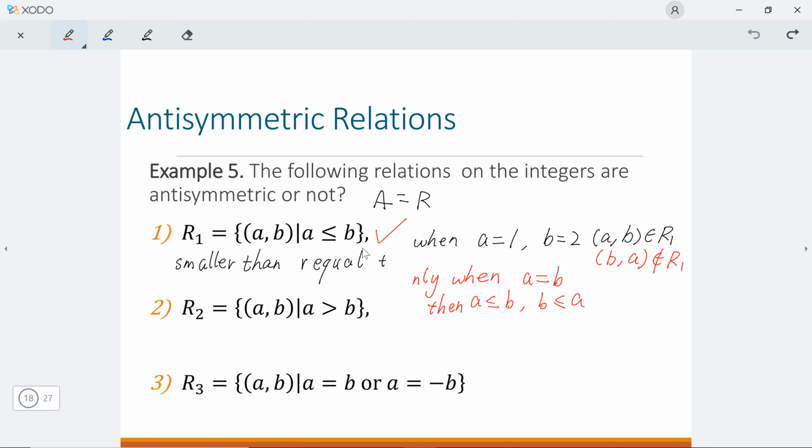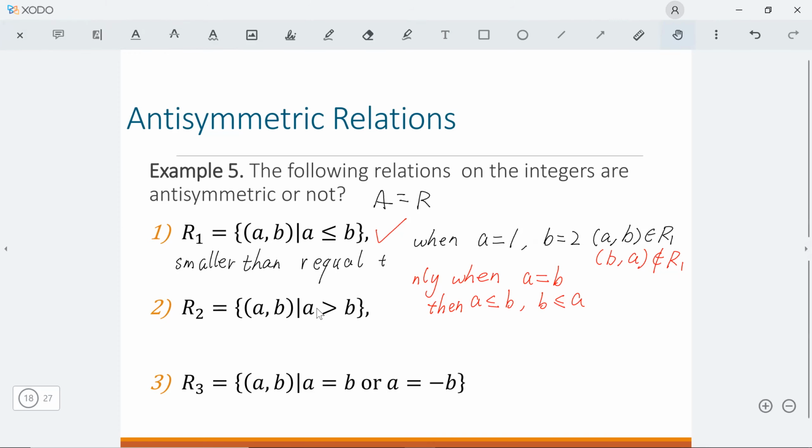Then let's look at the next one. For the next one, the relation is smaller than. For this smaller than relation, let's think about an example where A is greater than B.